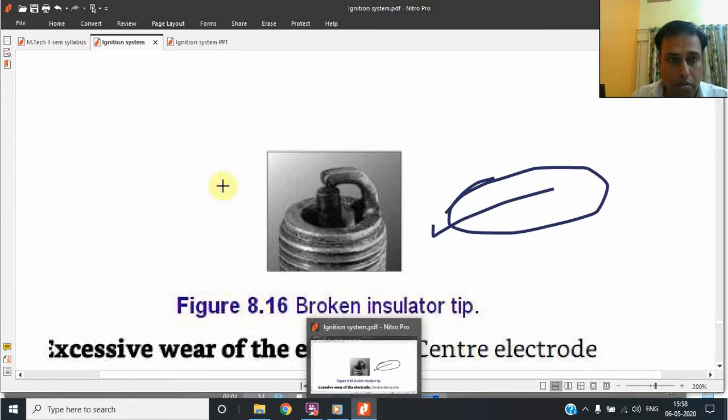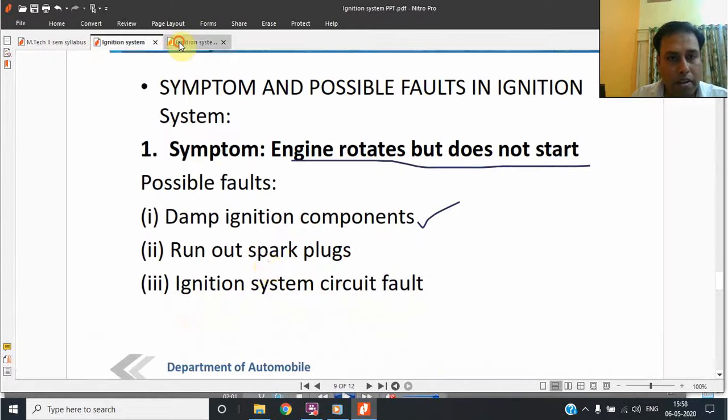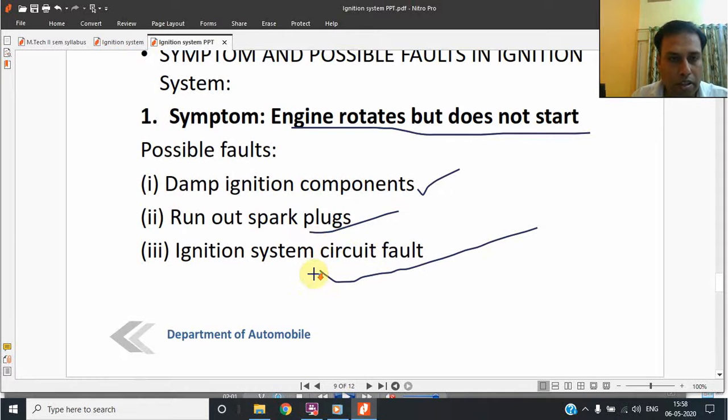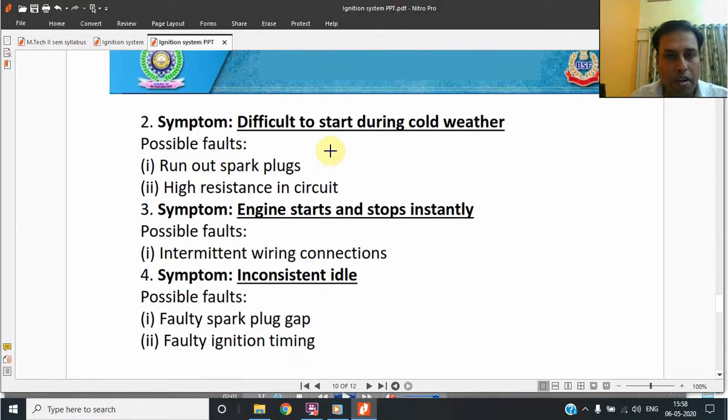So these types of things used to happen when the ignition system spark plug is run out, and ignition system circuit faults, meaning a circuit fault is there. The second symptom is difficult starting during cold weather. So the possible fault is a run out spark plug. I have shown you the images of a run out spark plug.